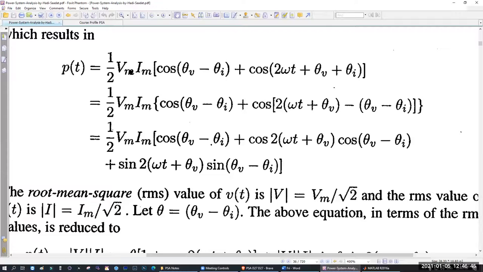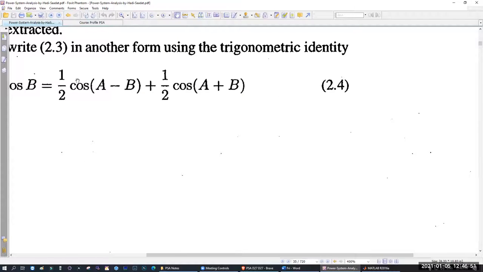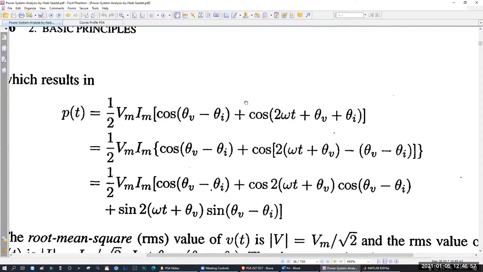PT is equal to half Vm Im. Why half? Because the half will be common. Then you have cos(A minus B) plus cos(A plus B), right? Something like that. So cos(theta V minus theta I) plus cos(2 omega t plus theta V plus theta I). Then you have half common outside. So from here you can write like this, cos(theta V minus theta I) plus cos(2 omega t plus theta V minus theta I). This is basic algebra you can write.